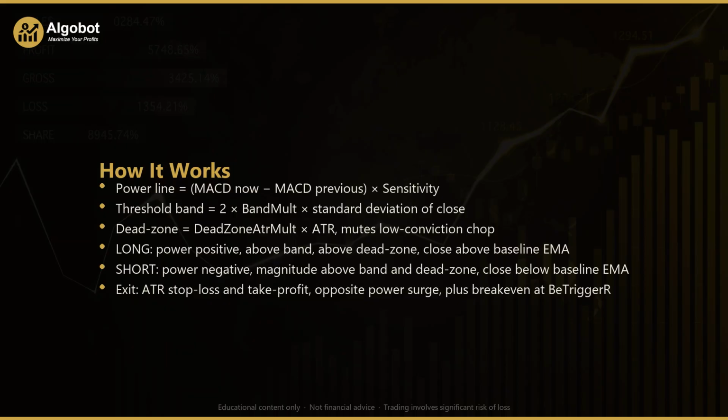For a long, 3 things about power must be true at once. The power line must be positive. Its value must be greater than the bandwidth, and it must also be greater than the dead zone. On top of that, the direction gate must agree, meaning the closing price sits above the slow baseline exponential moving average, which uses the trend period of 100. When all of that lines up, the EA signals a buy.